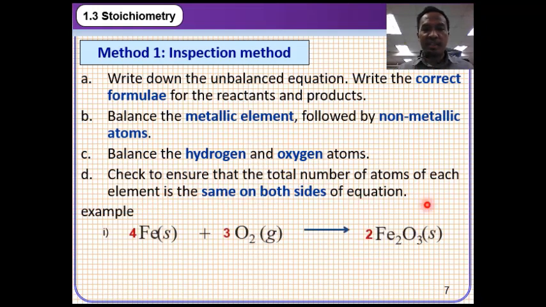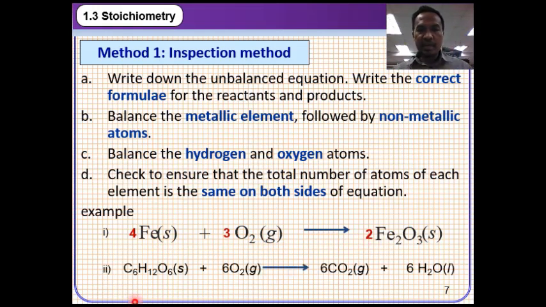For example, ferrum solid and oxygen gas produce ferrum oxide, and this is how we balance the equation: 4 ferrum plus 3 oxygen gas become 2 ferrum oxide. And this is another example, the reaction between glucose, C6H12O6, and oxygen gas to produce carbon dioxide and water.